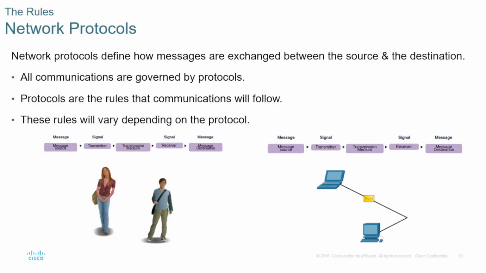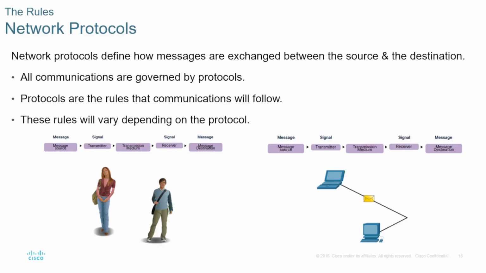Network protocols define how messages are exchanged between the source and the destination. They determine the structure, timing, and method of communication so that devices can understand each other clearly. All network communication is governed by protocols. Without them, devices would have no common language or agreed-upon process for sending and receiving data. In simple terms, protocols are the rules that communication follows. They specify how data is formatted, how errors are handled, and how connections are established and ended.